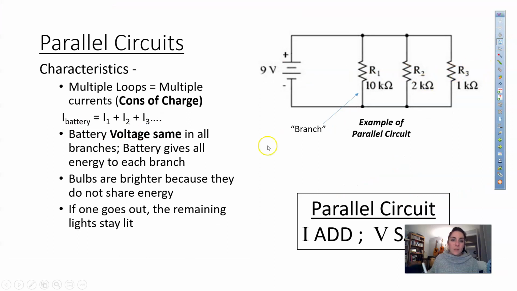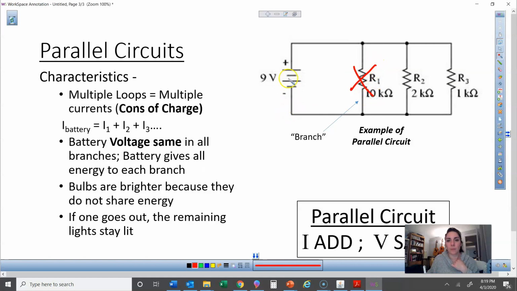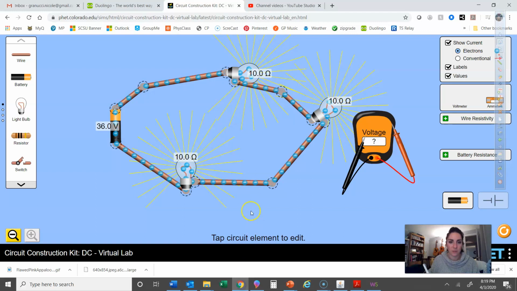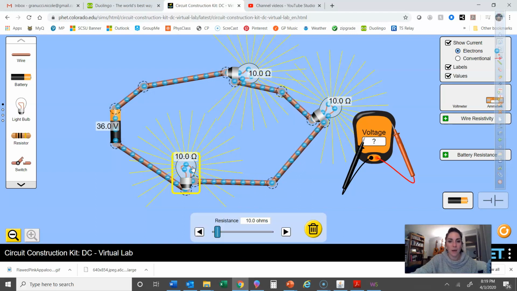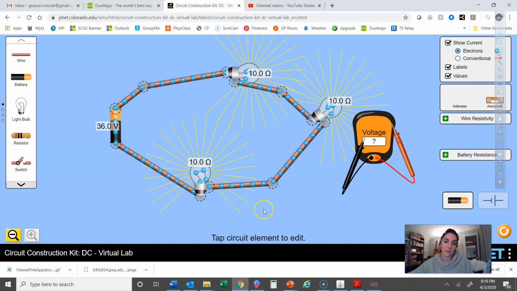Now, because the current splits and you get all of the energy, they're generally brighter. And another feature that I didn't actually talk about with the series circuit is if one of these bulbs goes out, say this one breaks, well, the electrons don't need to go down that path. The circuit still works because it can go down a different path, unlike our series circuit, right? If this bulb were to suddenly go out, the whole circuit doesn't work. I don't know if you ever heard that Christmas song, but they say, if one goes out, they all go out. That's true for series circuits. But for parallel, that's not the case.